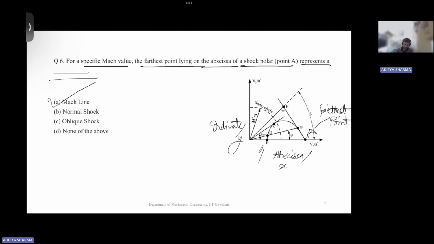So E point is your strongest solution, that is normal shock. And this farthest point is your Mach wave. So this is question number 6.